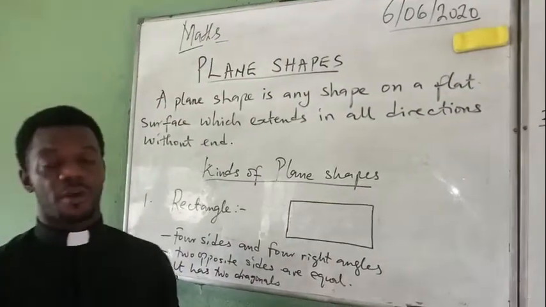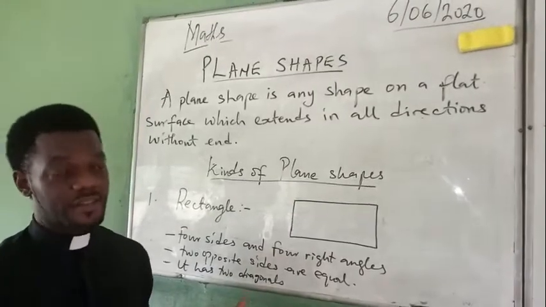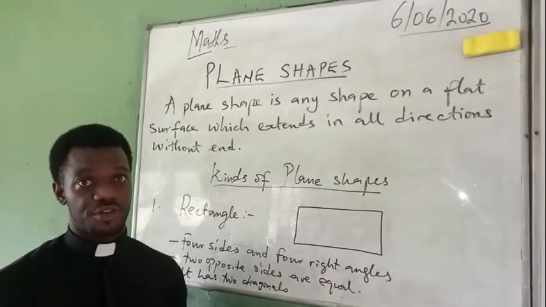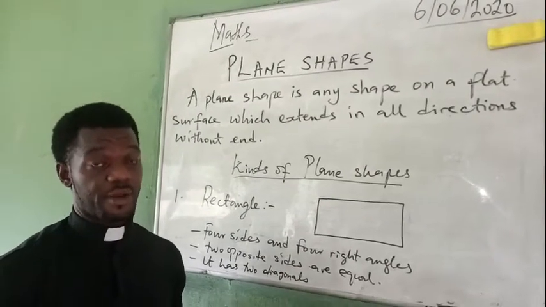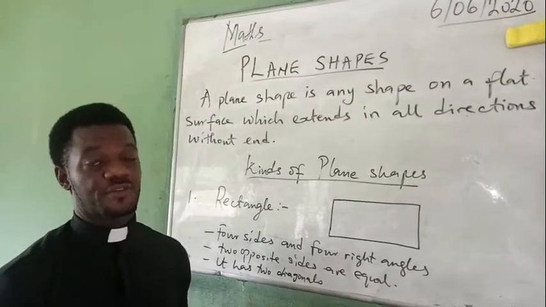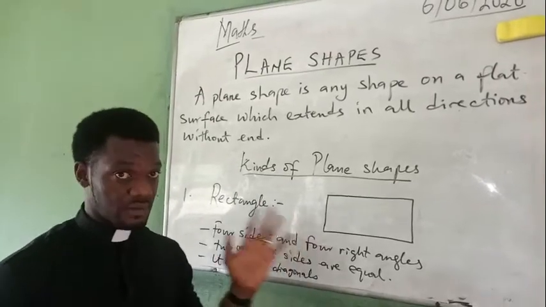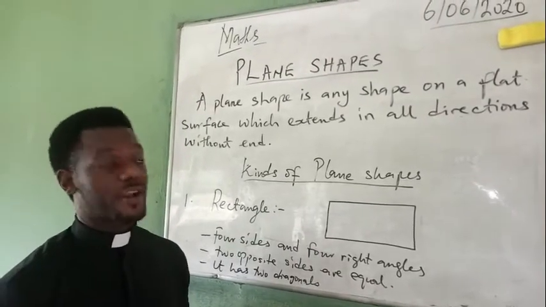Now, the topic is plane shapes in mathematics. Just as I told you lastly, third term is basically about shape. The area in mathematics we are going to cover during this third term is about geometry, shapes and diagrams.